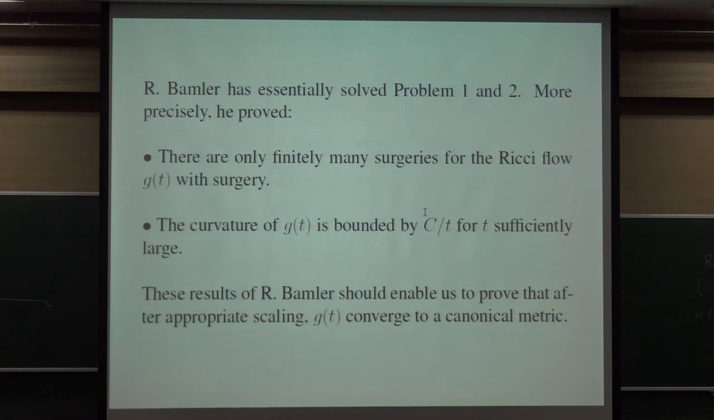Modulo this, whether finite time surgery is canonical, we don't know yet. He proved the following in 200 pages, in actually five papers in the series in Geometry and Topology. There are only finitely many surgeries for Ricci flow with surgery, and moreover, he proved that for t sufficiently big, the curvature of g(t) is bounded. So this actually means up to scaling the curvature is bounded, and with bounded curvature you can talk about the limit. These results should enable us to prove that after proper scaling, g(t) converges to a canonical metric. He didn't do this, but I think the rest is doable.